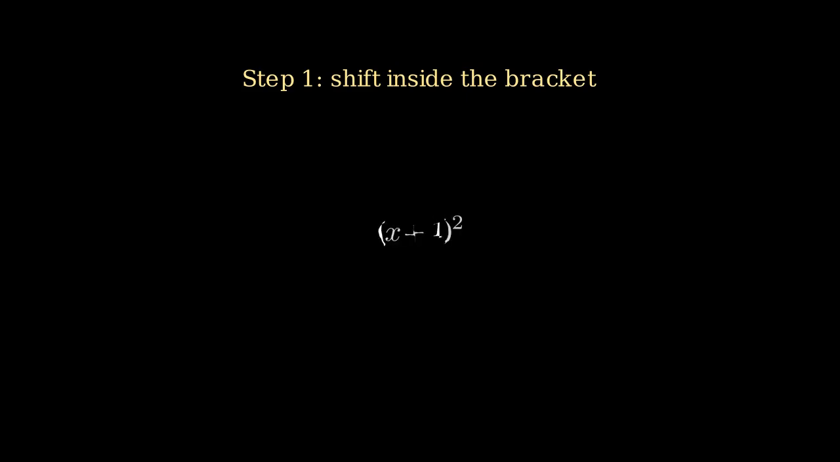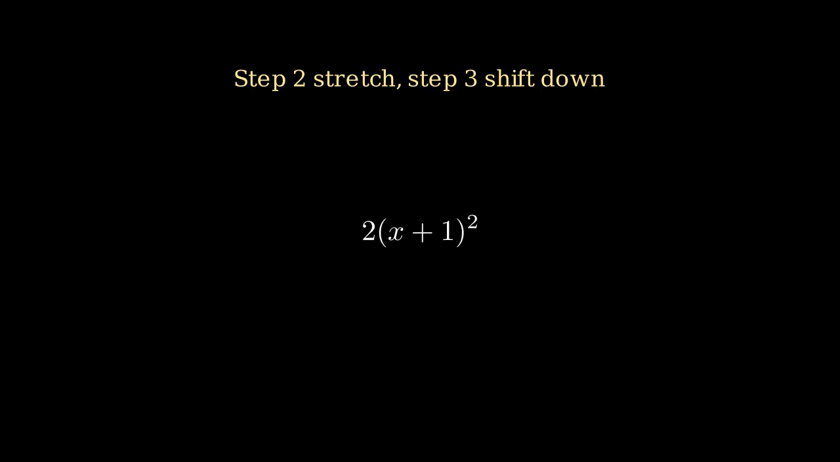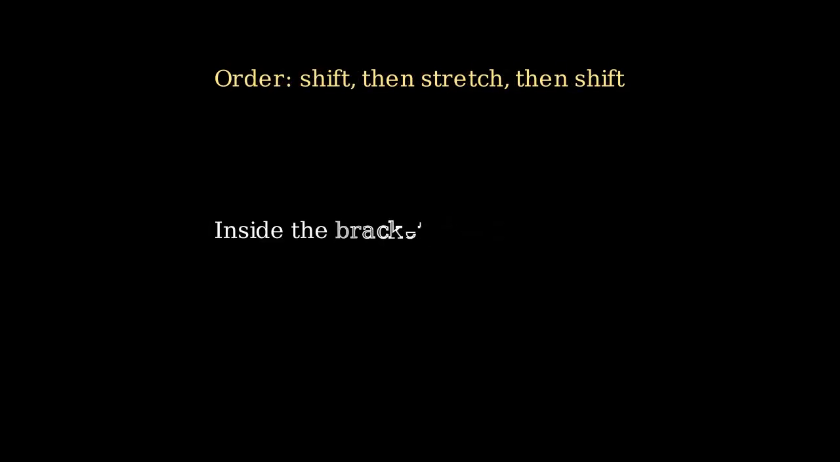Start with x², then replace x with x + 1, giving (x + 1)², a horizontal shift left by 1. Next, apply the vertical stretch, multiplying the whole expression by 2, giving 2(x + 1)². Finally, apply the outer vertical shift, subtracting 3, giving the final result 2(x + 1)² − 3. So the correct order is horizontal shift first, since it sits inside the bracket, then the vertical stretch, then the vertical shift last, since it sits outside everything else.